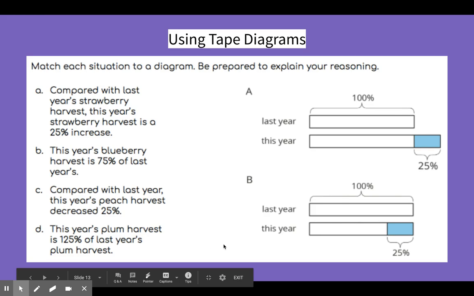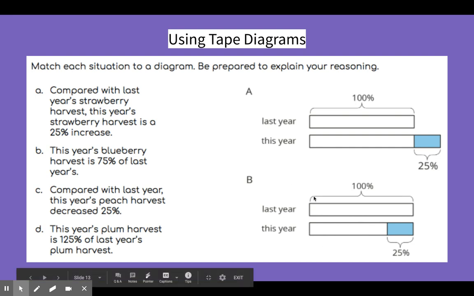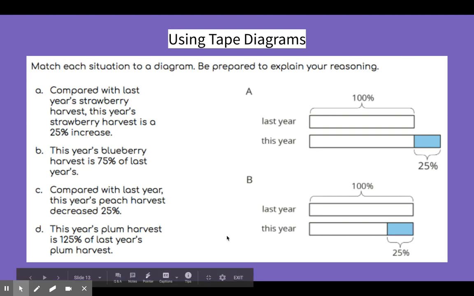Now, let's look at the next slide, and it says using tape diagrams. So we want to be able to match each situation to a diagram and be prepared to share your thinking. So let's take about 2 minutes, and I want you guys to match each situation to a diagram. Obviously, you're going to use the diagrams on the right side more than once. So you're going to take letter choice A, B, C, or D and say, does it match with diagram A or does it match with diagram B? And we're going to take 2 minutes, pause here, and we'll come back together.